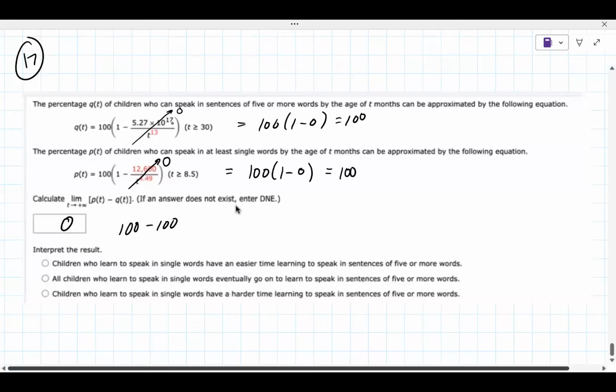I think what they're trying to say here is that children who can speak single words would have a harder time learning to speak? Intuitively, it seems like if you know more words, you should have an easier time learning sentences. But I don't know. So I think it's easier. I think it's A, but we've seen how my guesses are, so you can sort of navigate that on your own.